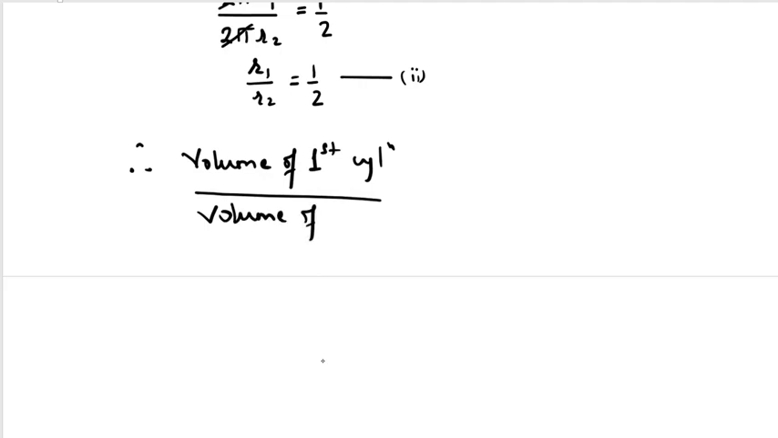By volume of the second cylinder, how much will it be, that you have to find. Now what is the volume formula? What is the volume formula? Pi radius square into h. Okay, the cylinder's volume formula is pi r square h.